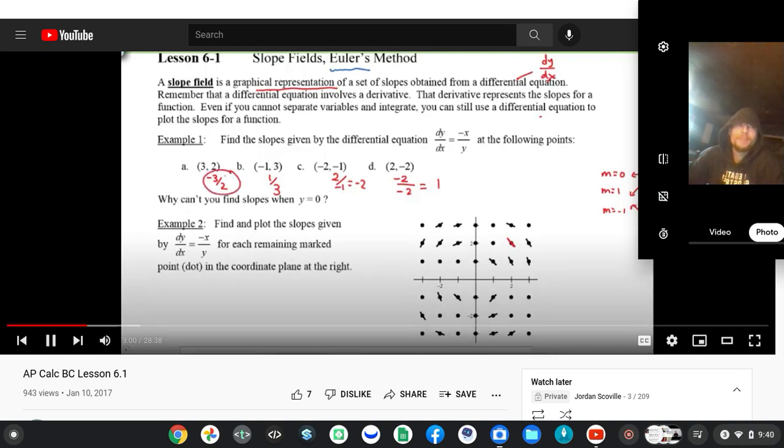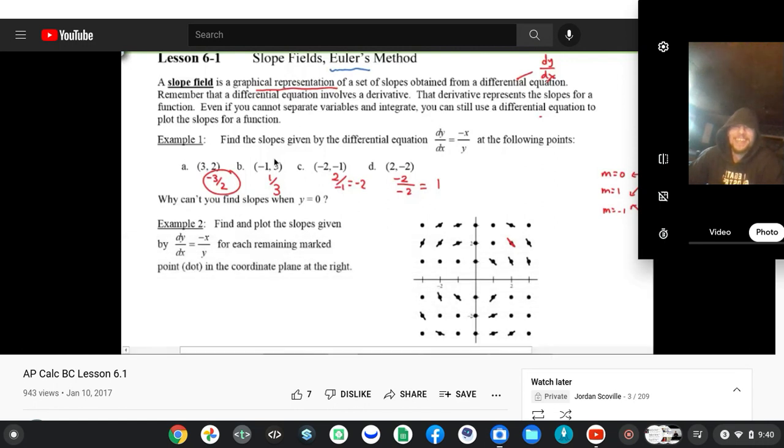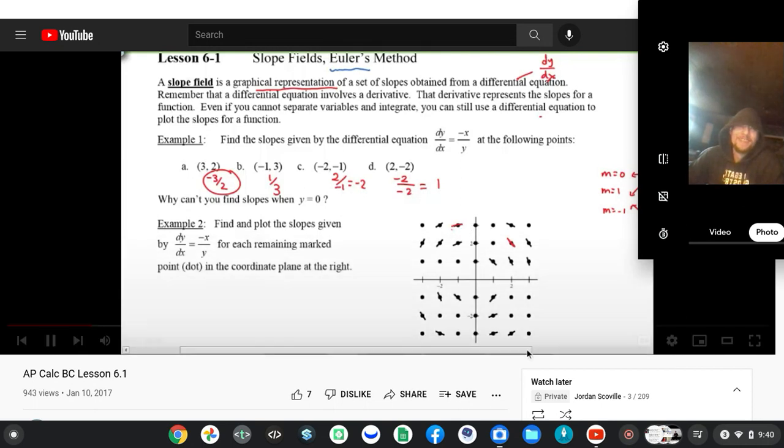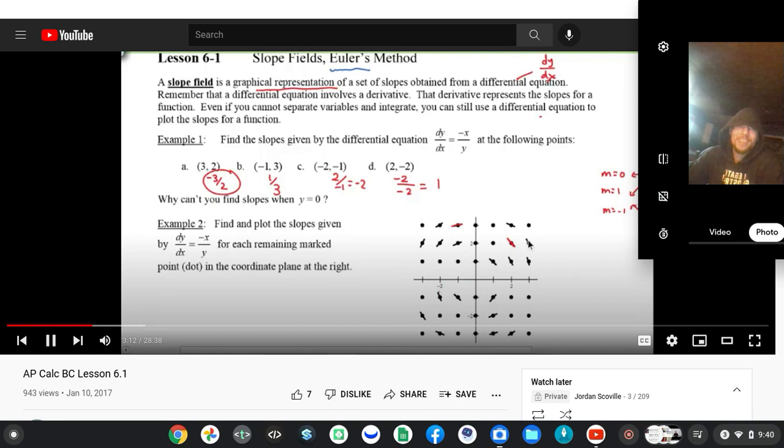At negative 1 and 3, that's this point. Notice the slope here is kind of flat. And then you see at negative 2, negative 1, that's this point right here. The slope is very steep, so that's negative 2. And then at 2, 2, so that's over here. You could say that that is 4.